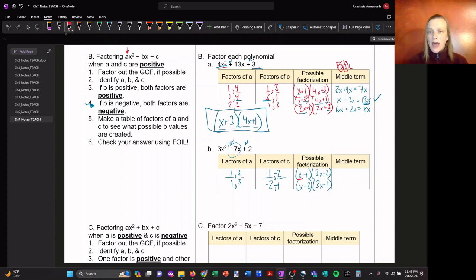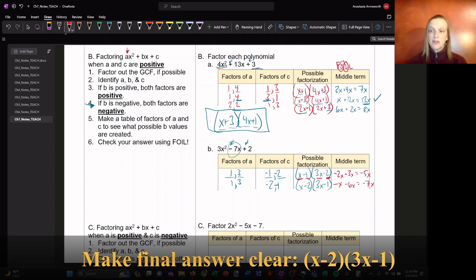Remember to focus on the outside terms and then the inside terms. So x times negative 2 is negative 2x. And then the inside terms, negative 1 times 3x is negative 3x. And that adds up to negative 5x. That's not the correct middle term. So this last one must be correct. X times negative 1 is negative x, and then negative 2 times 3x is negative 6x, and that adds up to negative 7x. And that does check out. That's the set of factors that I want to use.